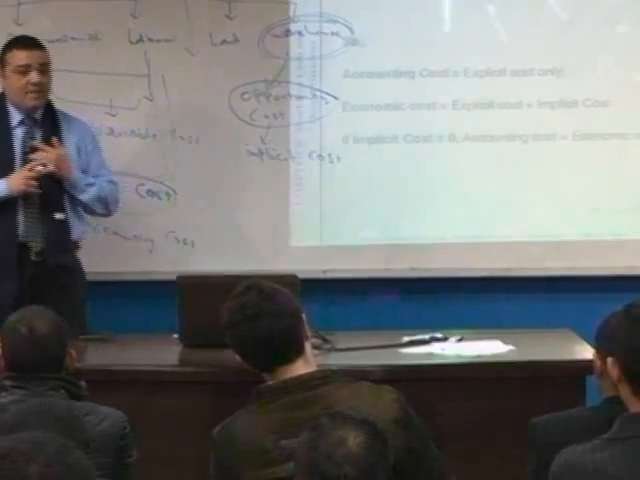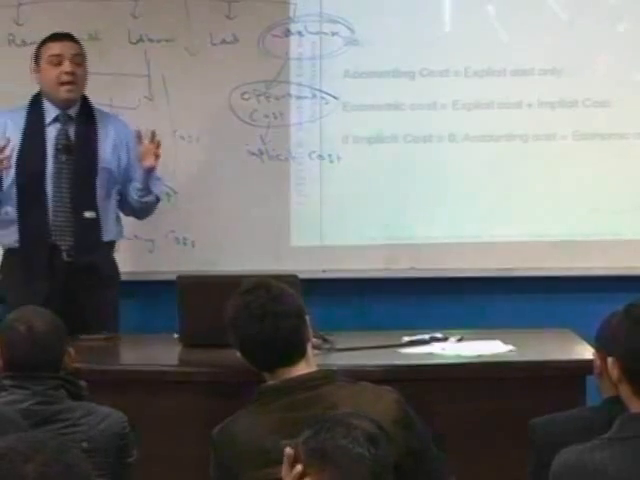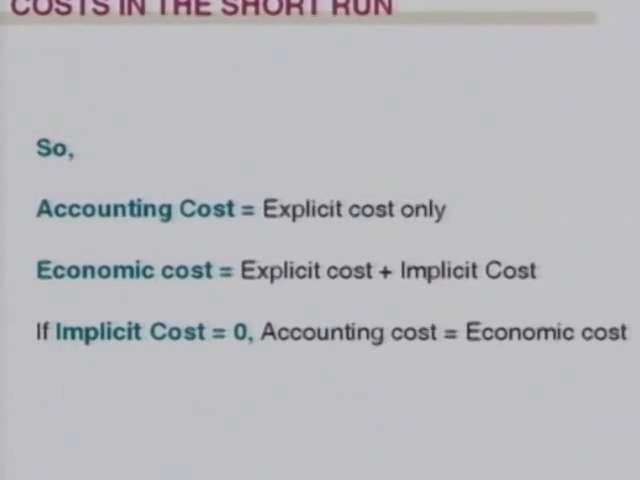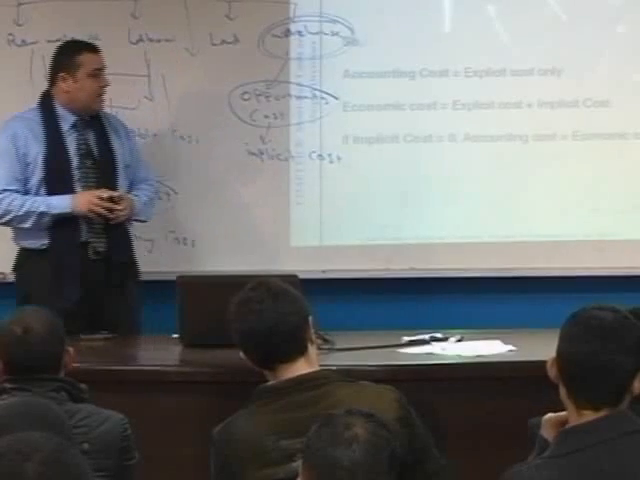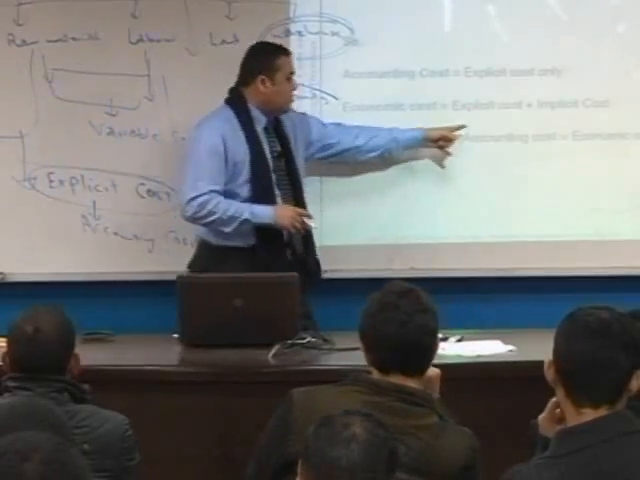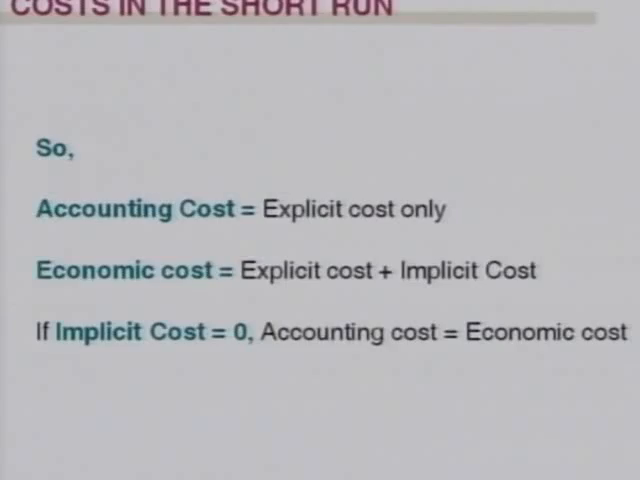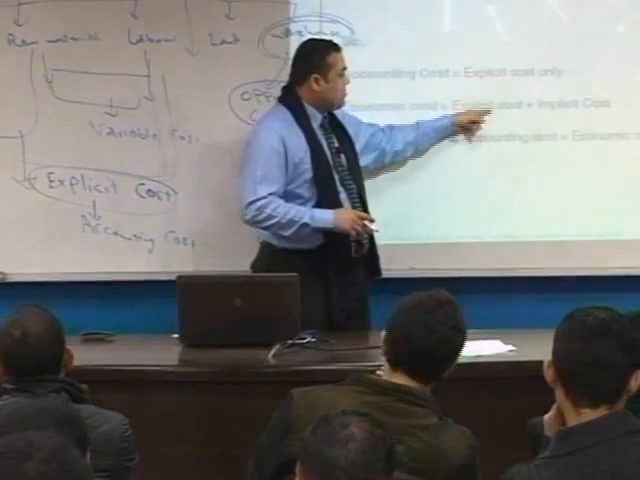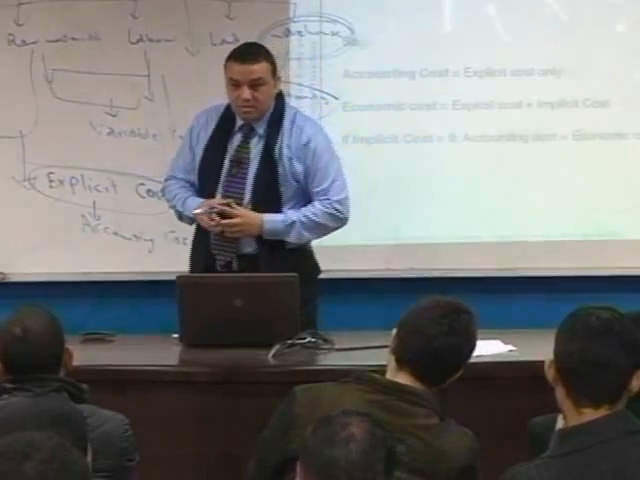As we mentioned, we have accounting cost, which is the explicit cost only. The economic cost, as we mentioned, is what economists consider: the explicit and the implicit cost. So the economic cost equals the explicit and implicit cost. If the implicit cost equals 0, in this case the accounting cost equals the economic cost, right?